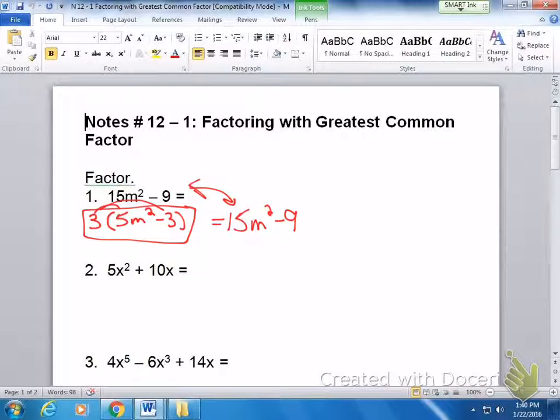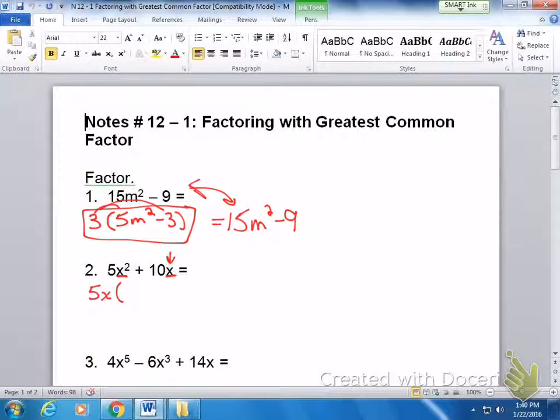Now, first, I look at my numbers. I have 5 and 10. Well, the biggest number I could divide both of them by would be 5. But now, both of the terms have an x. 5 has x squared and 10 has an x. You want to take out as many x's as you can, but you can't take out more than the least amount. So if I look over here, I have an x squared and an x. I can take out an x, and that's all I can take out, because if I take out more, I won't be able to take it out of this term.